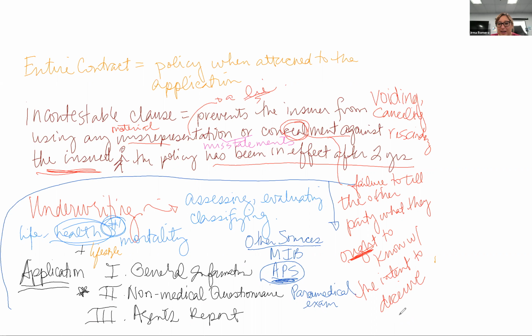Okay, so let's talk about the other policy provisions here. We talked about entire contract, incontestable clause. Let's move on to the grace period. I'm going to put some keywords. I'm going to give you the definition of a grace period first, and then I'm going to draw it out for you. So the grace period is the time.